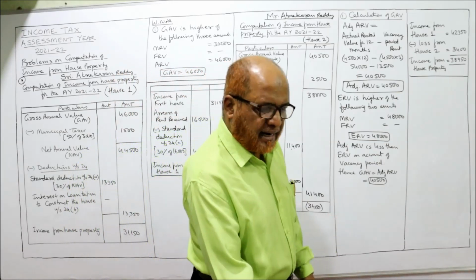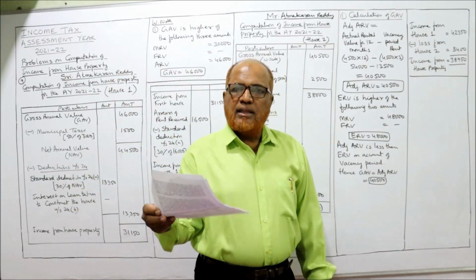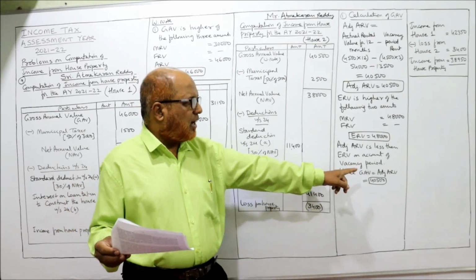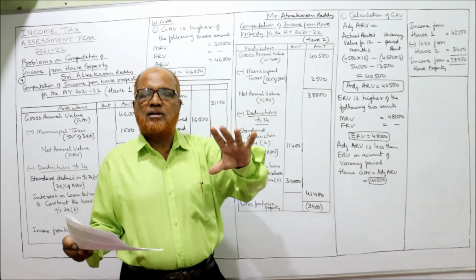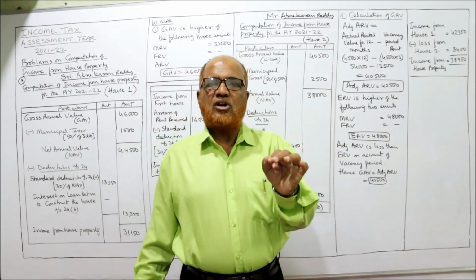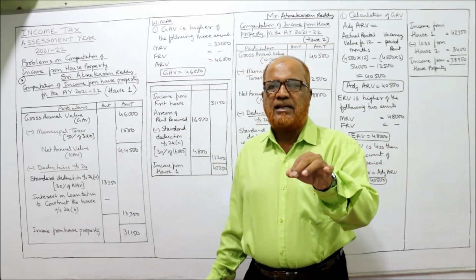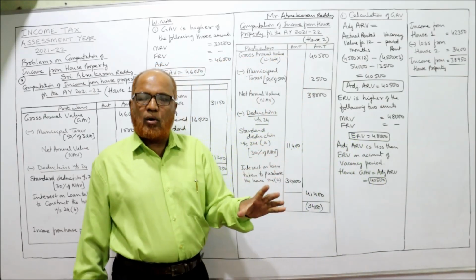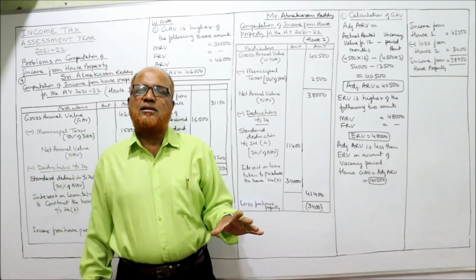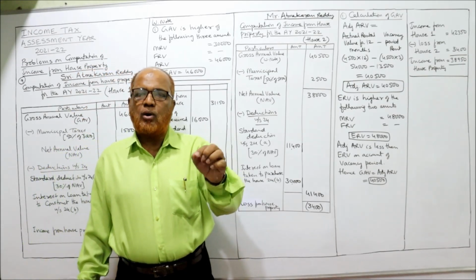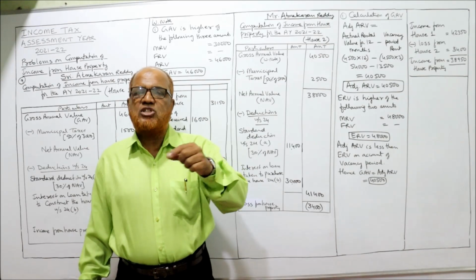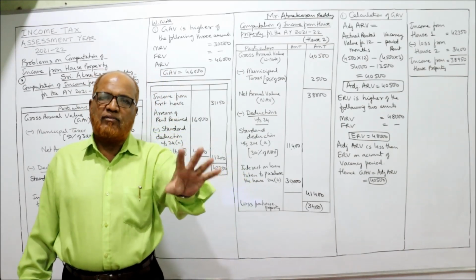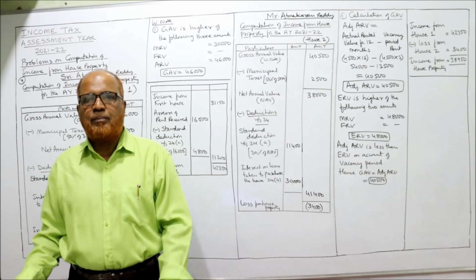That's it. This is the end of the ninth problem. In this problem, a number of points are there that you should write in working notes. I have not written them in the working note, but you have to write. The first: 50% of municipal taxes are paid by the tenant and the remaining 50% paid by the owner. According to the provisions of the Income Tax Act, municipal taxes will be allowed only to the extent which is paid by the owner. So 50% is paid, 50% is allowed.